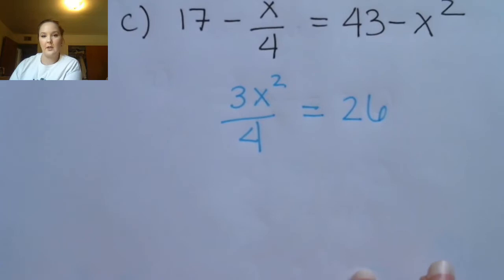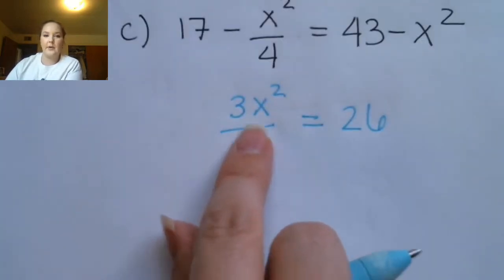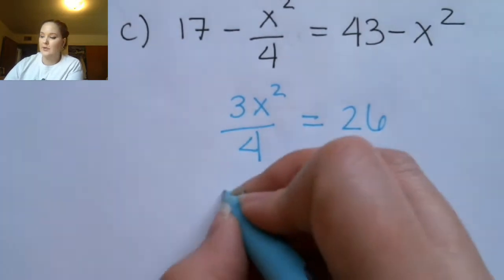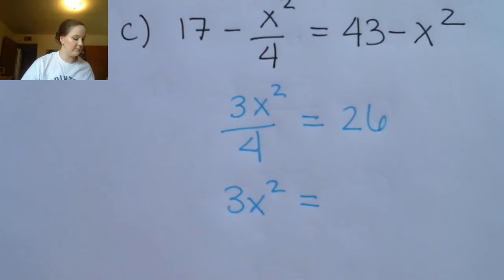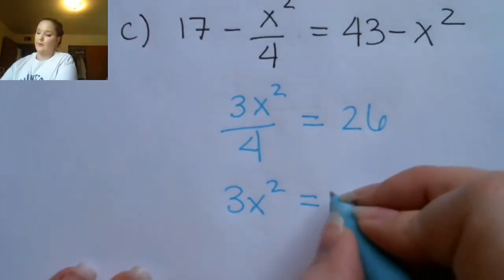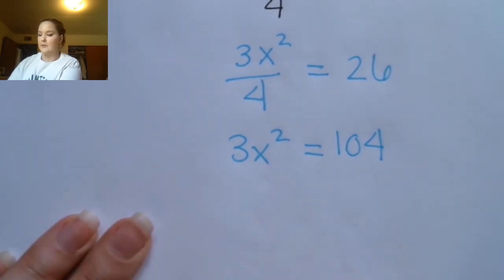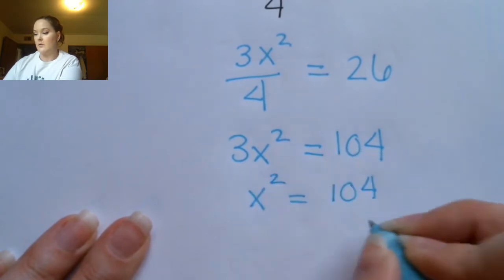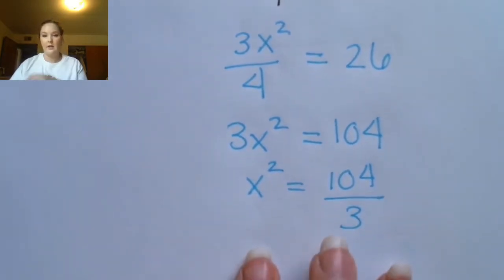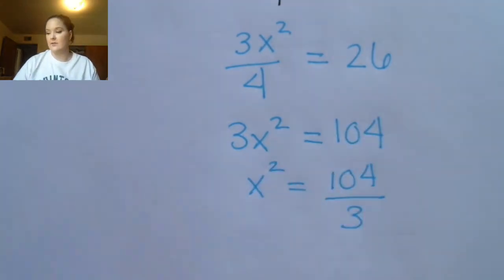All right. So now I want to get rid of this 4, so I'm going to multiply both sides by 4, and I get 104. And then I'm going to divide both sides by 3. Now this doesn't come out evenly, so I'm just going to leave my answer just like this.